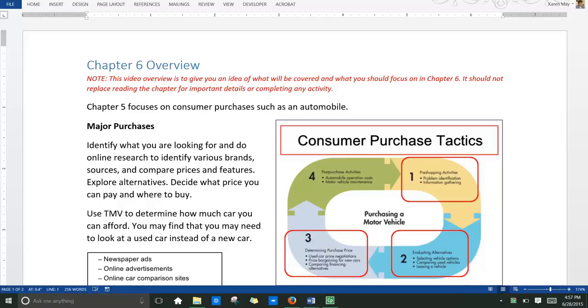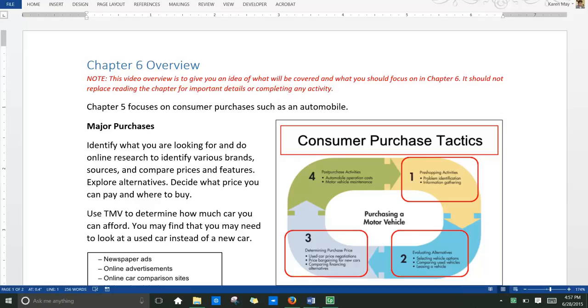This is the Chapter 6 overview. This video overview is to give you an idea of what will be covered and what you should focus on in Chapter 6. It should not replace reading the chapter for important details or completing any activity.